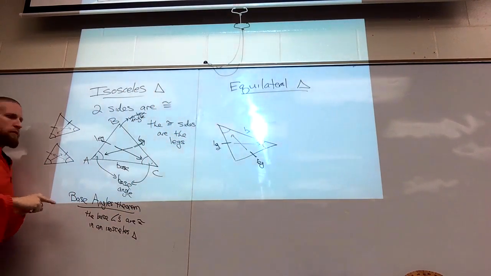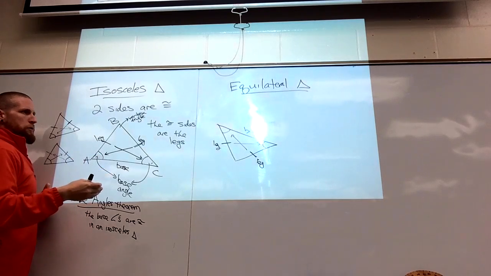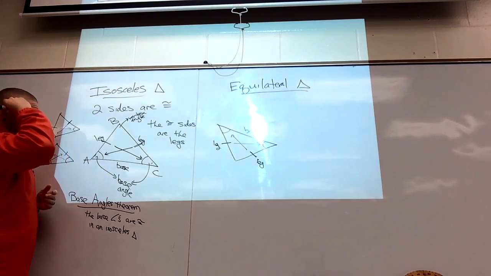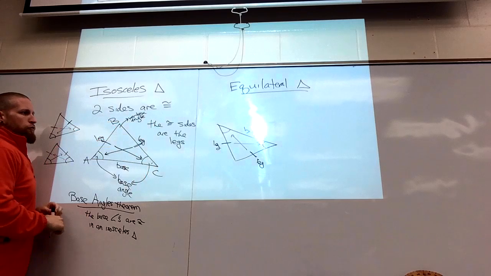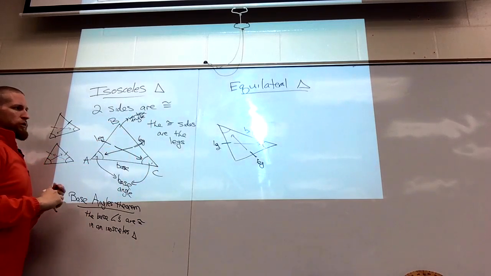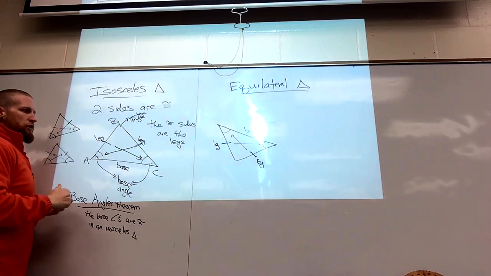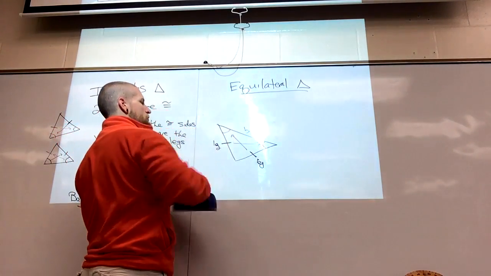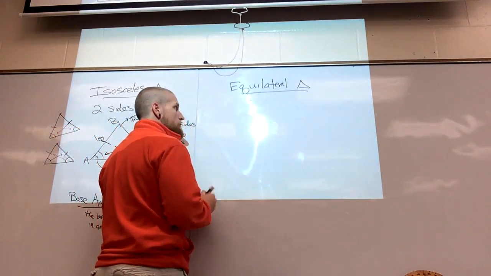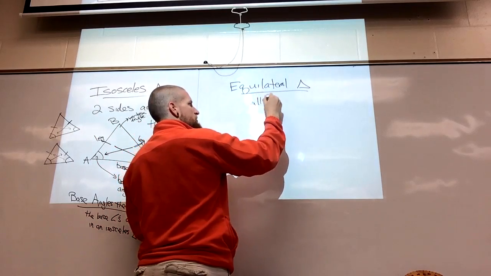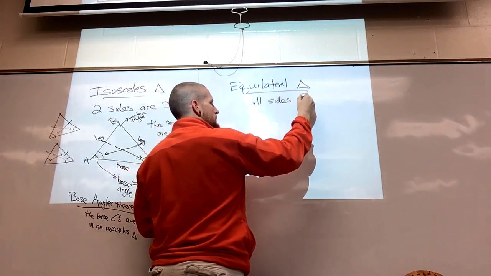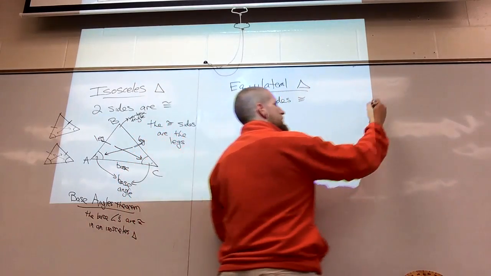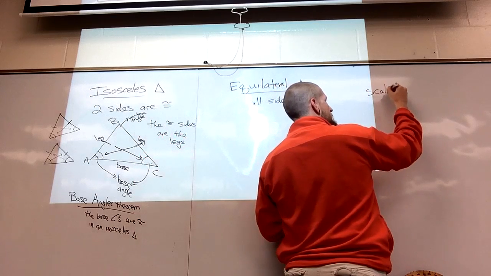When we start into the proofs tomorrow, this is going to give you kind of a shortcut for finding a quick pair of angles, which is always a good thing when we start doing the proofs. Okay. All right, equilateral triangles. So this is all sides congruent. And we don't really use it, but just if you need a side word, right?